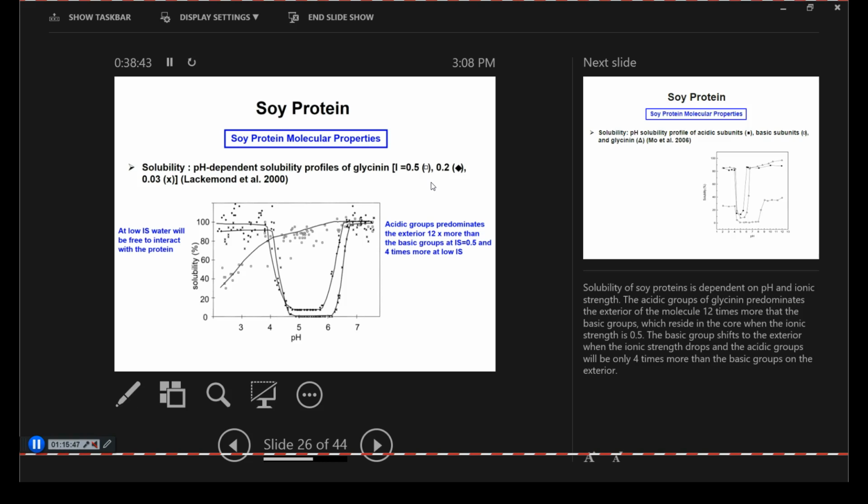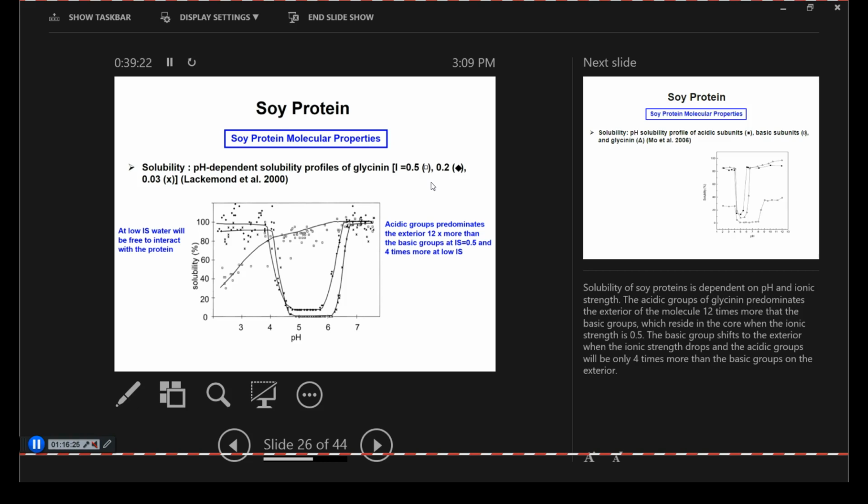So COO minus groups will be COOH. So the carboxyl groups will be protonated, no longer ionized. And because the acidic groups are dominating on the surface, not the basic groups, the entire protein is less soluble under these conditions. As we increase the pH, the carboxyl groups start giving out their protons, then they become ionized. So we see a steady increase in solubility as we increase the pH.